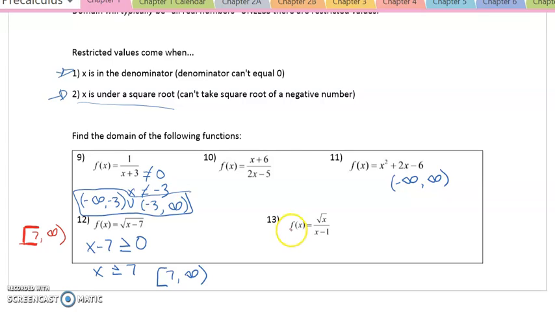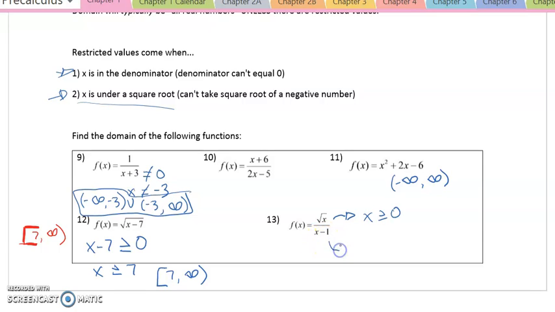Okay, 13. So this one, wow, this is interesting. I have, let's see, on the numerator, square root of x. So that's scenario number 2 up here. And then on the denominator, I have x minus 1. That's scenario number 1. So I have to think about 2 different things. Okay, let's just do these individually. So the first one, the value under the root has got to be greater than or equal to 0. So x has to be greater than or equal to 0. Okay, that's manageable.